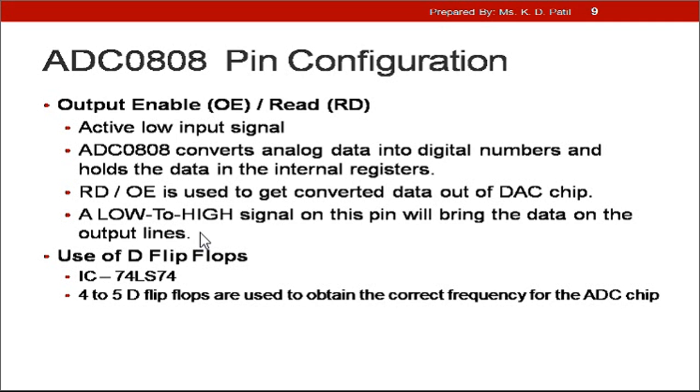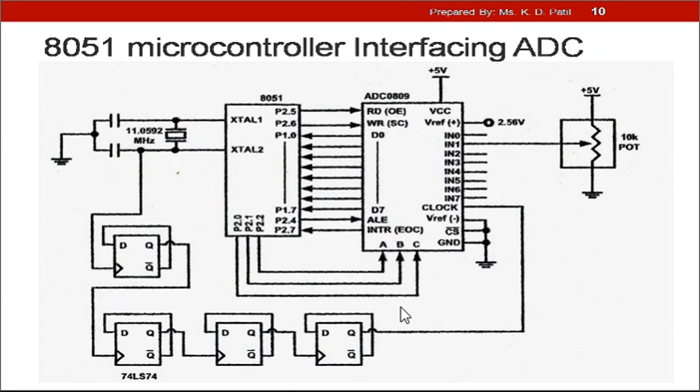Now, one important factor we need to observe here is that we have to use the D flip-flop while interfacing the 8051 microcontroller with ADC 0808. We are going to use 4 to 5 D flip-flops to obtain the correct frequency for the ADC chip. Now let us see the actual diagram of how 8051 interfaces the ADC.